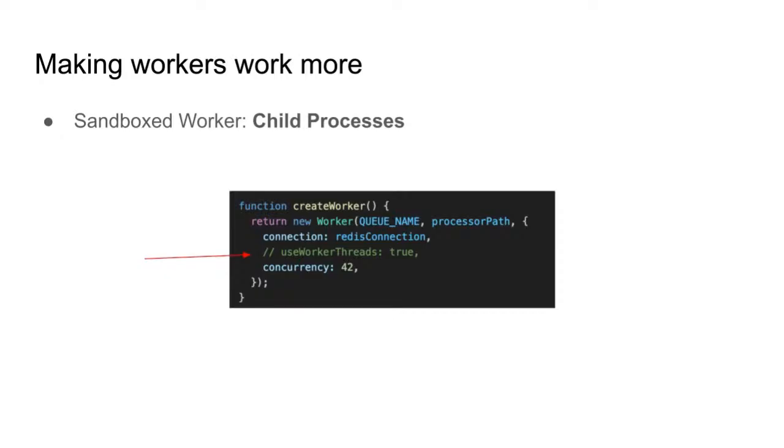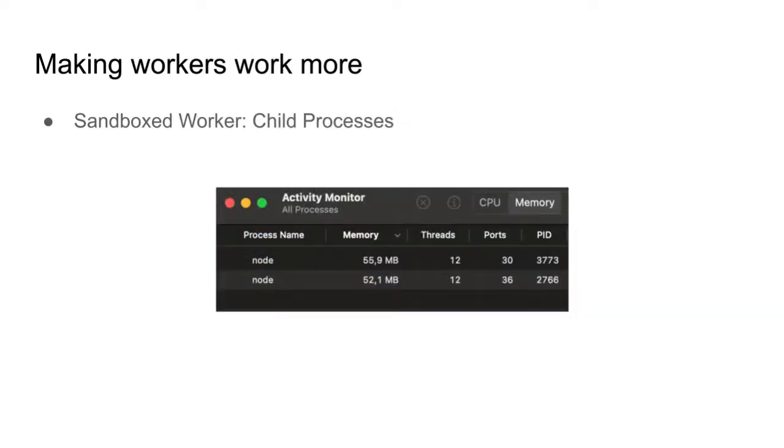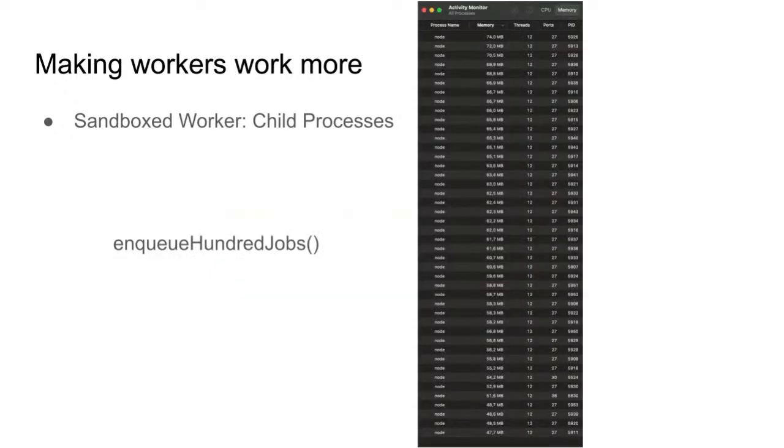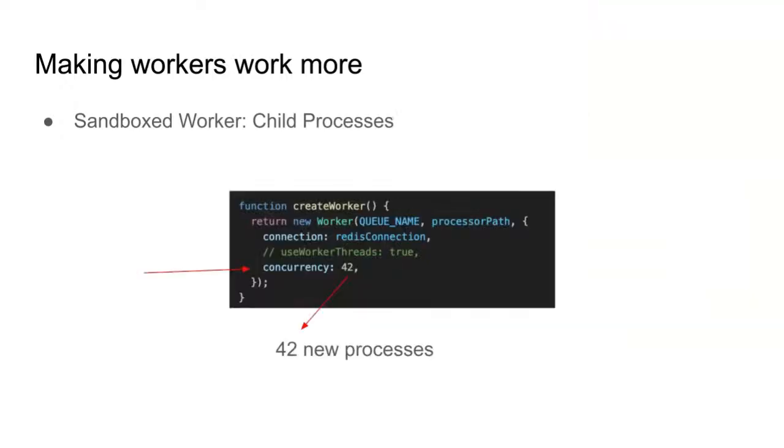The other approach is that we can spawn processes. We can have child processes. We just comment out this use worker threads. We keep the concurrency factor at 42. And again, running those, I will have the same 12 threads, 2 processes with around 55 megabytes. But as soon as a request arrives and queues 100 jobs, it will spawn a lot of processes. You can already see that it will take a lot of memory. And yeah, I have the concurrency factor of 42. It will spawn 42 new processes.